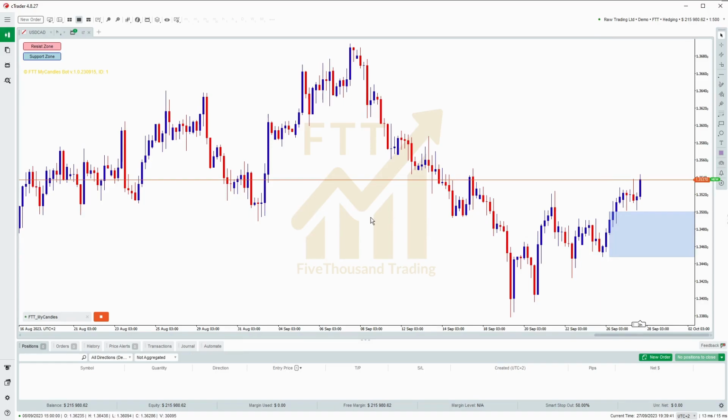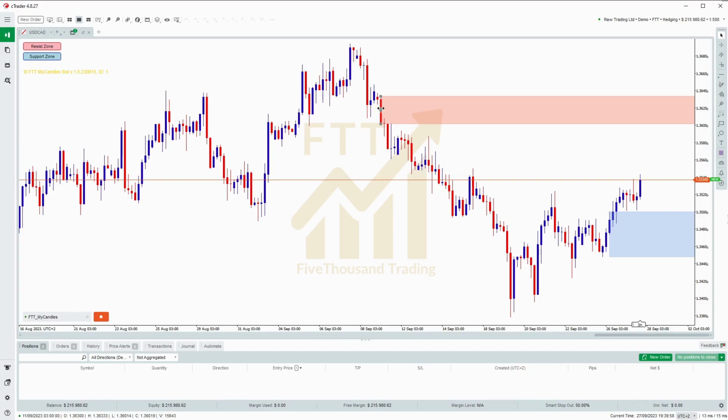For the resist zone, it's the other way round. The first click on any candle determines the low of the zone and the following click determines the high of the zone. I can also click on a single candle twice and its low and high will determine the zone. The zones are now ready to be traded.